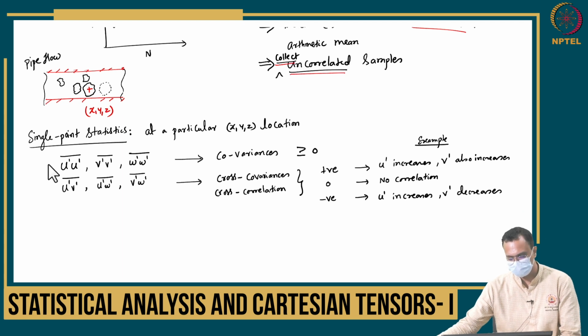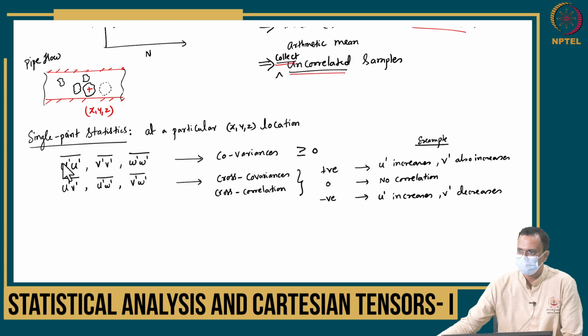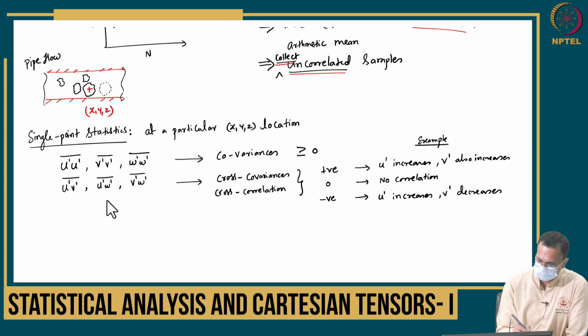Yes, you can also do that. This is single point statistics. We are looking at u prime as a function of xyz and time, and the v prime here is also at the same location xyz and at the same time t. That's what we are looking at. And it's ensemble averaged. So if I write it differently, this is basically u prime of xyz t, v prime of xyz t.